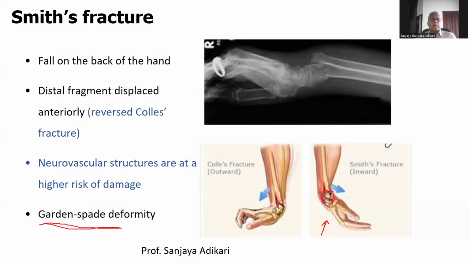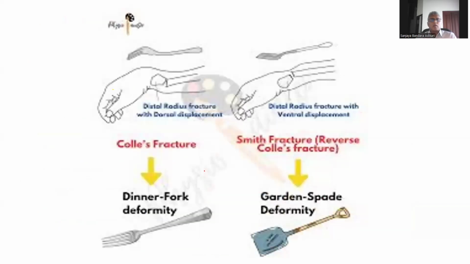Okay. And again, when it comes to Smith's fracture, just like the flexion type and extension type supracondylar fractures, I said flexion type is less common, but it has a higher risk for neurovascular structures. Here also, Smith's fracture has a higher risk for neurovascular structure damage. It is also called reverse Colles. You know that. So you see here the dinner fork deformity in Colles fracture and in reverse Colles, garden spade deformity. Okay, so it's like a garden spade.